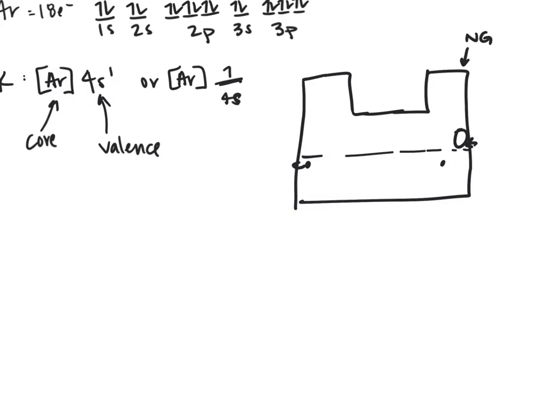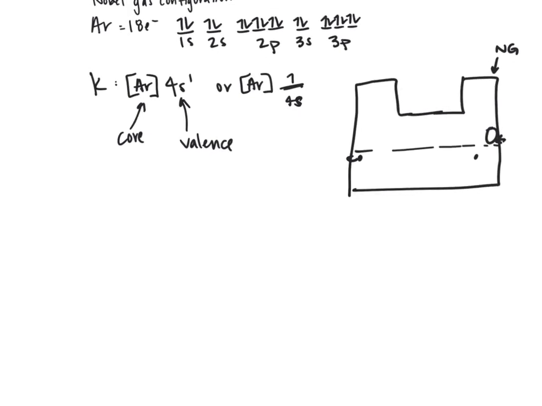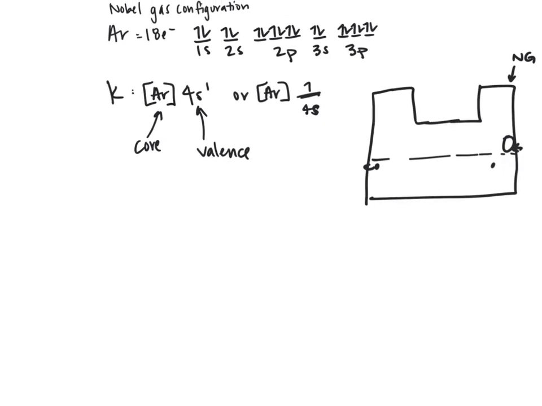And so we can see that electron configurations are pretty similar if we look at potassium and sodium. Sodium has a noble gas core of neon and the 3s1. And so we can see that those look like this to one another.